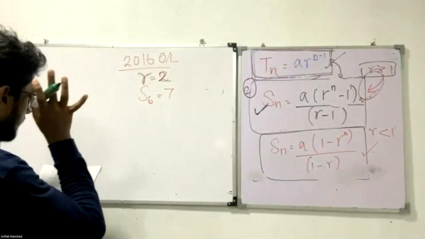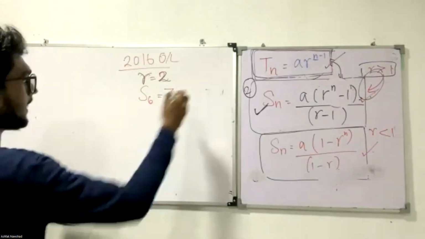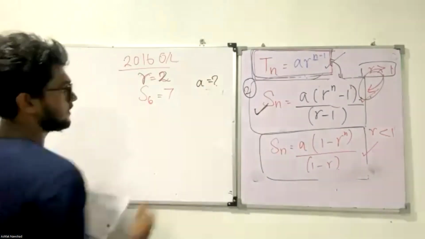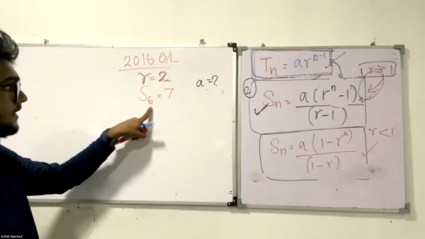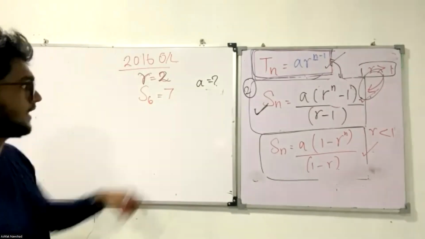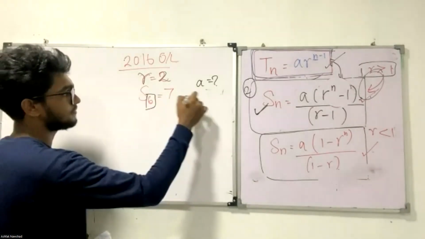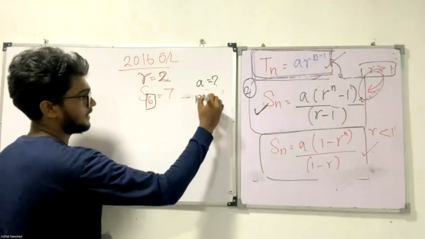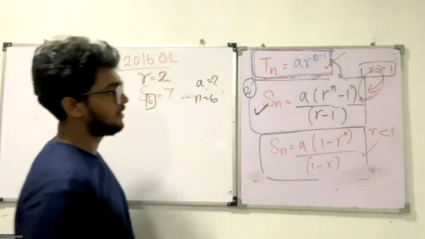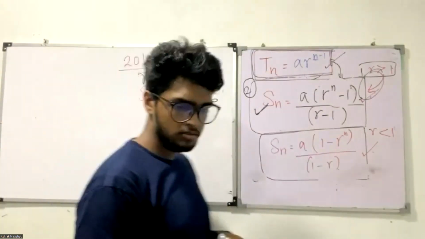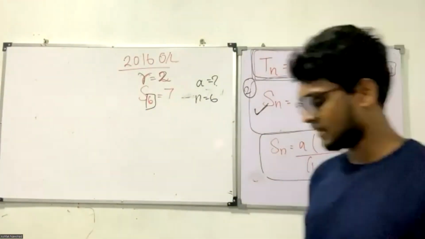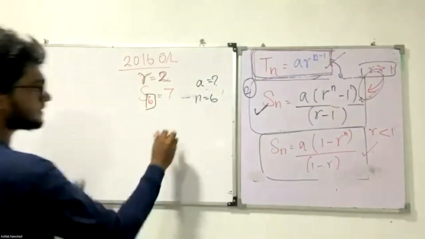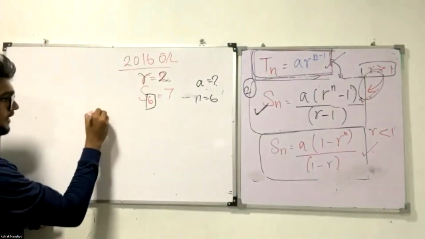See, they are asking us to find the first term, that is A1. We know R, and we know S6. We have to find A. Here n is 6. We use this formula to find the first term. Easy. Now we substitute S6.